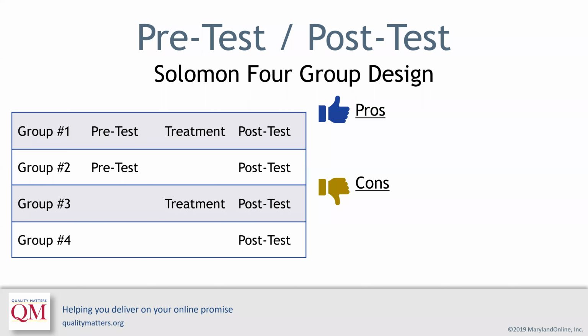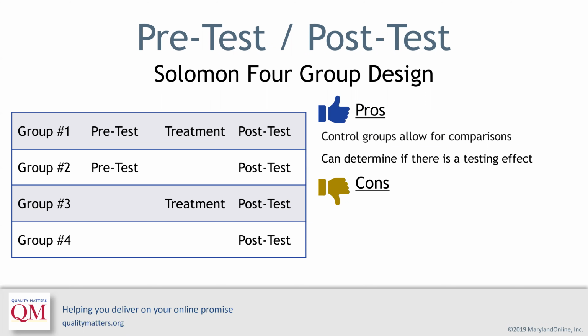In terms of pros and cons, this design gives you a control group. So you can compare your treatment groups to your control groups to test for the effectiveness of the treatment, both with and without the pretest. Recall one of the criticisms of the basic pretest post-test design was the lack of a control group. You can also determine if there's a testing effect, because now you have groups with and without the pretest that you can compare.